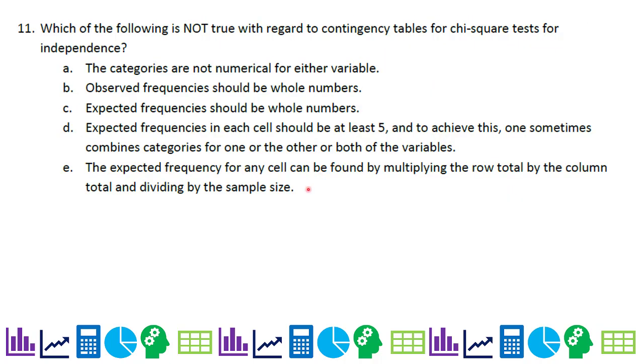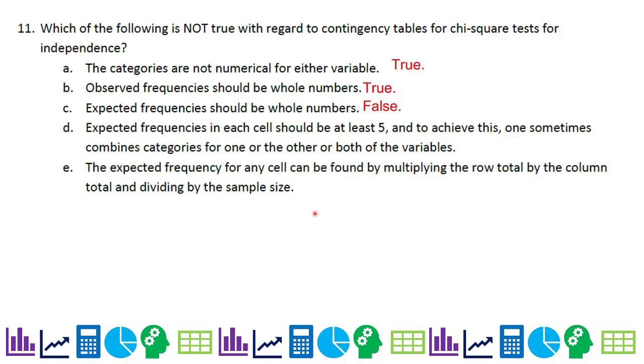Number 11, which of the following is not true with regard to contingency tables for chi-square tests for independence? So the categories are not numerical for either variable. That's correct. They're categorical, all right? Observed frequency should be whole numbers. Yes, please. We don't want to observe half people. Expected frequencies, on the other hand, can be any portion you want. So that's false. They don't have to be whole numbers.